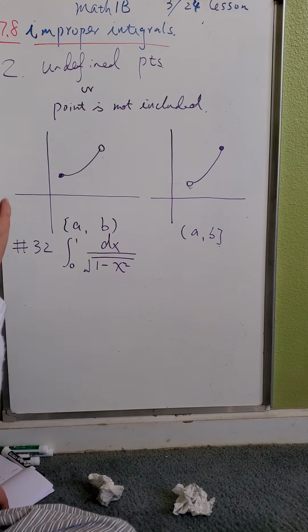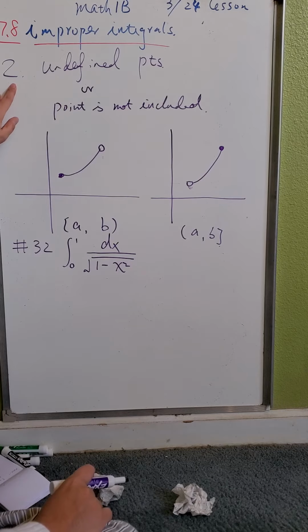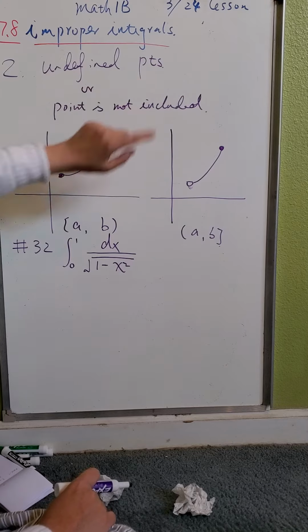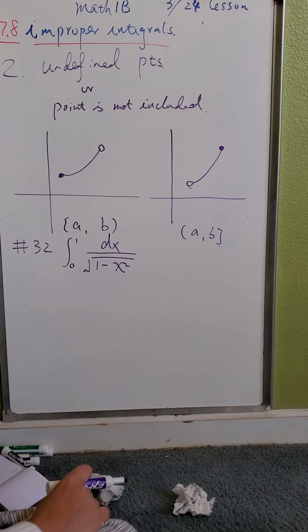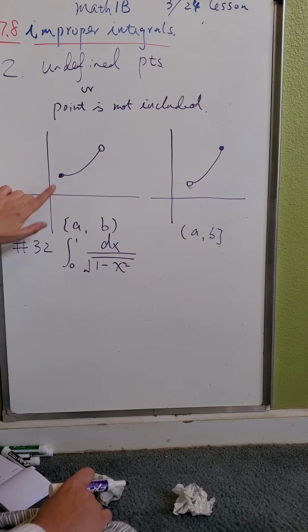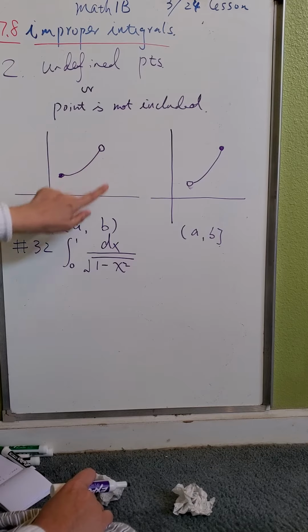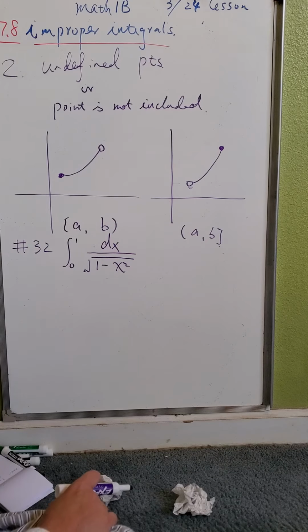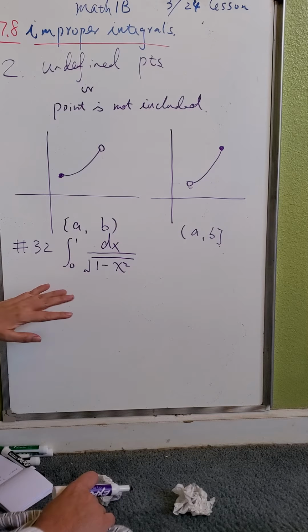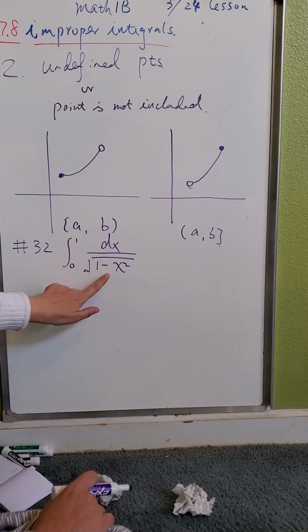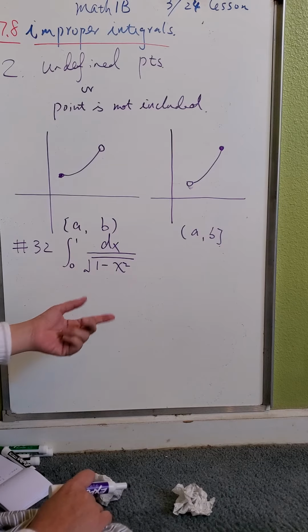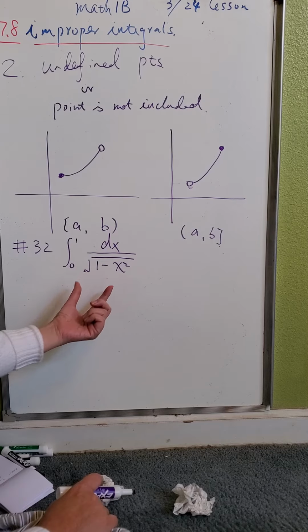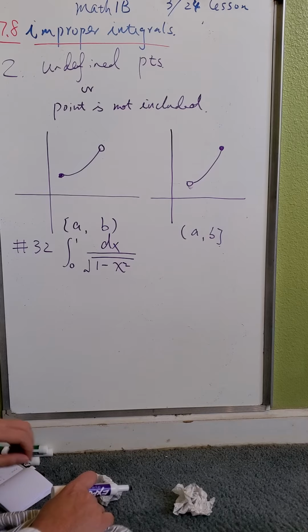And now we're going to do the second part of it, which is for if you have an undefined point, where some points are not included. For instance, if this point is included and this point is not included, then you could run into some kind of undefined situation. Like this one, 0 to 1. If you put a 0 here, you're okay. But if you put a 1 here, you're going to have 1 minus 1 equals 0. You cannot have 0 in the denominator, right? So that means that 1 is your undefined point here.